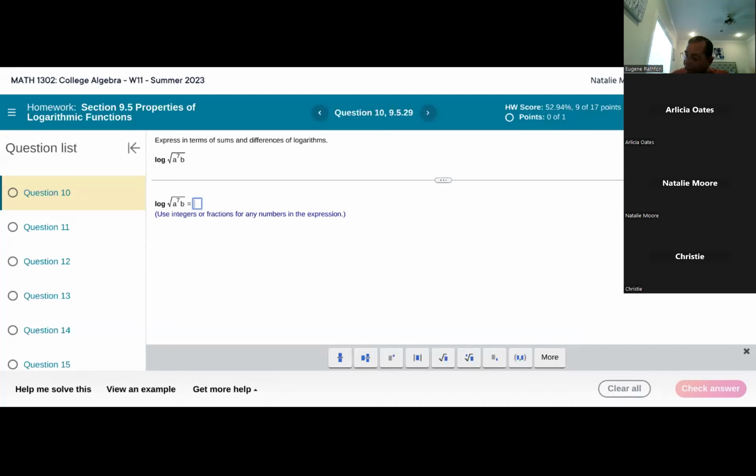So that, if we worked it out, would give us a 7/2 log A. So let's punch this in. Start with your fraction and do your 7/2. Arrow right. Put in log A. Now, let me see. You're doing 7.